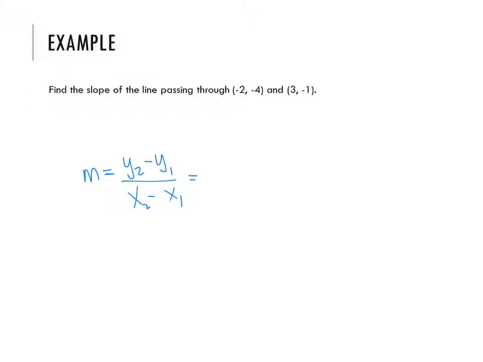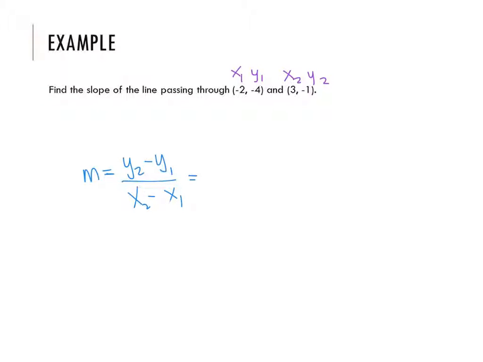Now it does not matter which point is point 1 and which point is point 2 as long as you're consistent. If this is point 1, it has to be point 1 for x and y. So whatever ordered pair you pull y from on the top, you have to use that same ordered pair to pull y from on the bottom. So let's make this be x1, y1 and x2, y2, just a conventional naming there.